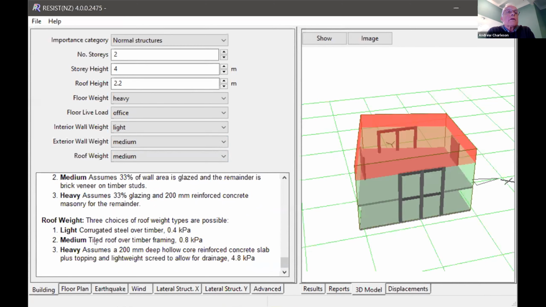Do you use tile? Actually, I use a modular, what is it, grass, for the roof. Oh, right. What is it in English? Is it a green roof? Yeah, it is. Oh, well, if you've got a green roof, that's going to be very heavy. Oh, it's heavy. Okay.